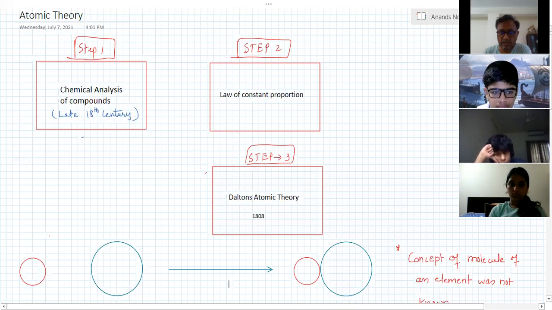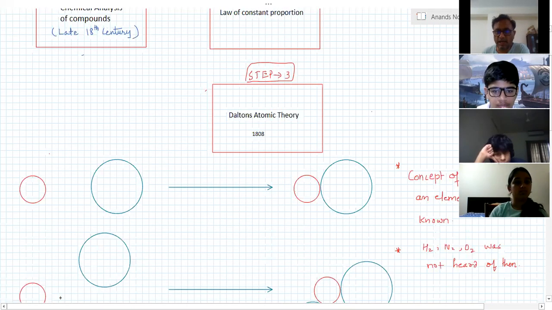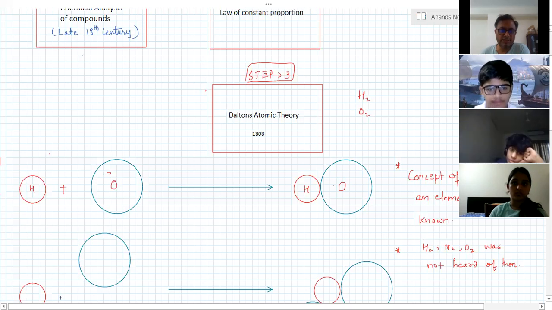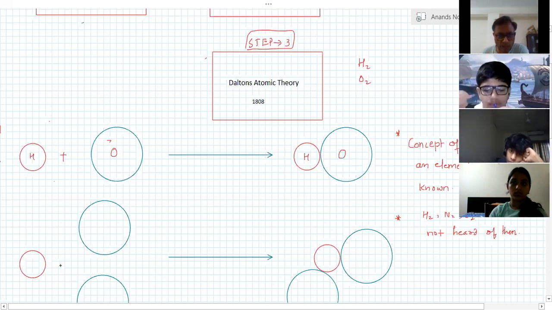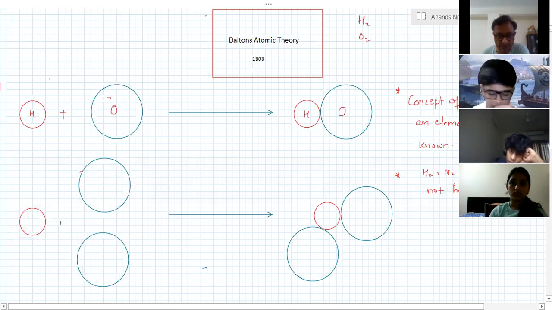Even Dalton didn't know that hydrogen existed as H2 and oxygen existed as O2. They thought hydrogen is something like this, one atom of hydrogen, plus 1 atom of oxygen will give you a molecule of hydrogen and oxygen. This was his initial thought. It is not necessary that they always combine 1 with 1. They may combine 1 with 2 also, but those 2 are not a molecule. They are 2 separate atoms. He thought one atom of hydrogen may combine with 2 separate atoms of oxygen.